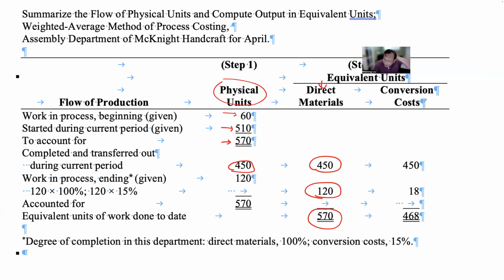For conversion cost, those completed and transferred out are 100% complete, so it's 450. Then for the ending, it's only 15%. So 15% times 120, that's your 18 here. Together, the equivalent units are 468 for conversion cost.